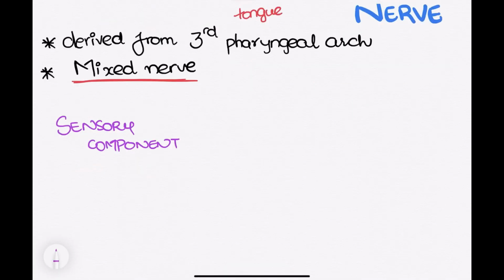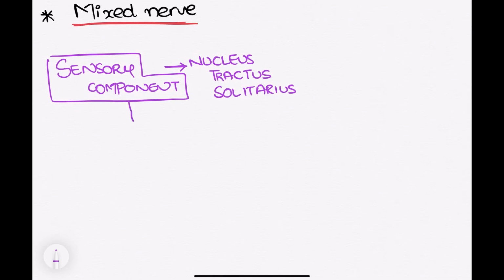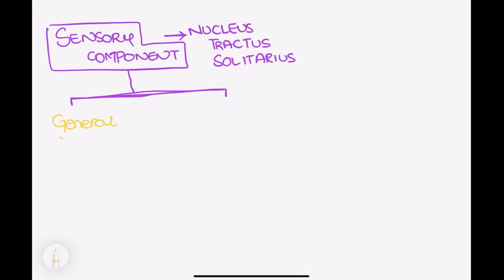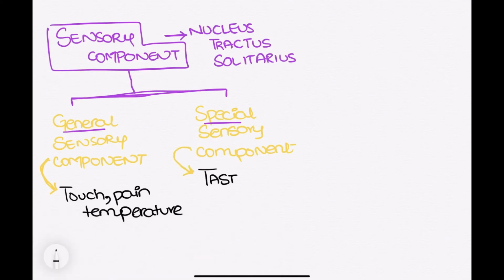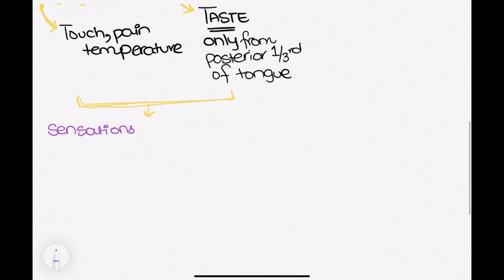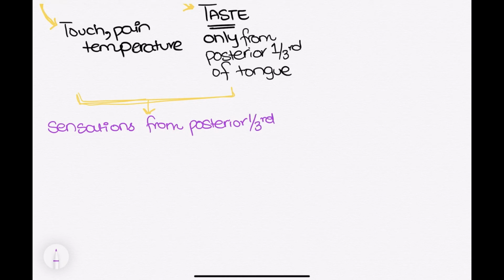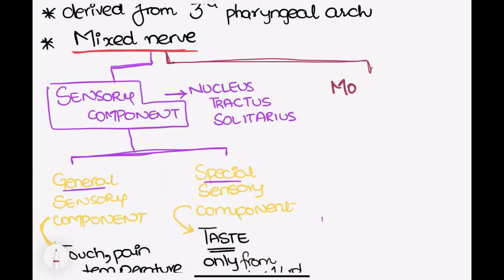Let's talk about the sensory component first. The nucleus for this component is nucleus tractus solitarius. Sensory component can be divided into general and special components. In the general component, there are touch, pain, and temperature sensations. In the special sensory component, we have taste only from the posterior one-third of the tongue. Also note that the sensations from the posterior one-third of the tongue, tonsils, and posterior pharyngeal wall are carried by the glossopharyngeal nerve.